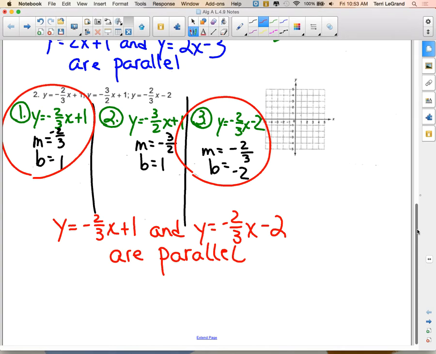So we're going to go ahead and get this graphed. What is a negative 2/3 slope? Go down 2 to the right 3, okay? And then you would change it to positive 2 and negative 3, so you go up 2, left 3. Okay, good, Adam.